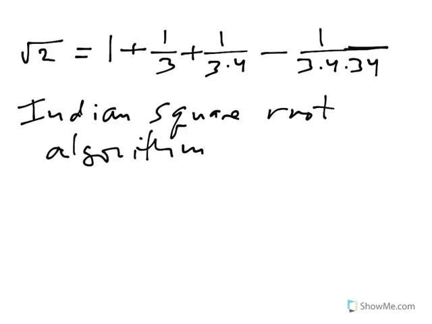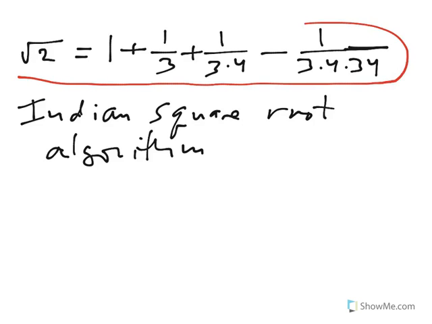This lesson was about the Indian square root algorithm. It's a couple of thousand years old, and it takes a geometric approach. In these Indian documents, they have what you see up here, this approximation of the square root of 2, and it's written in a very unusual way.